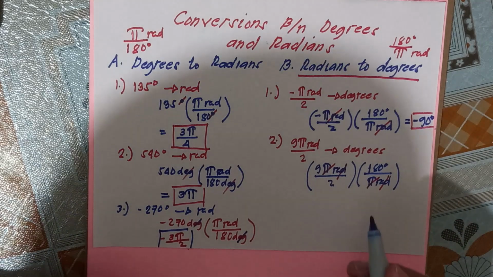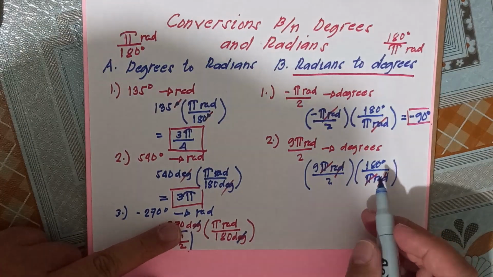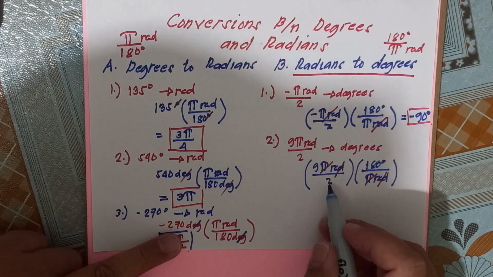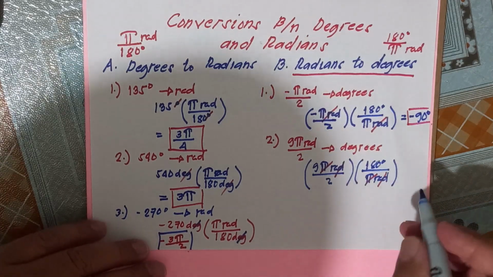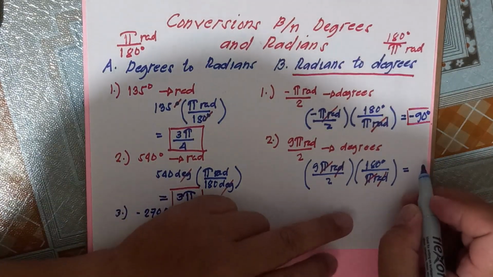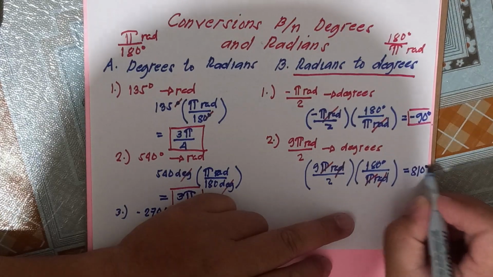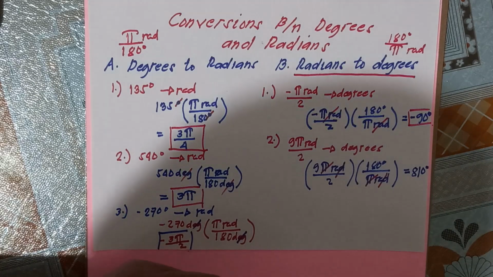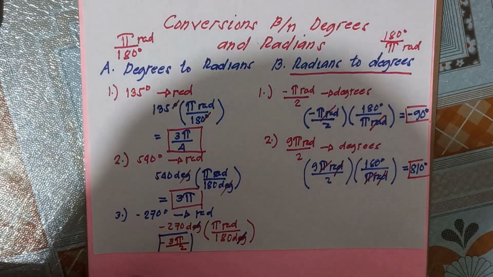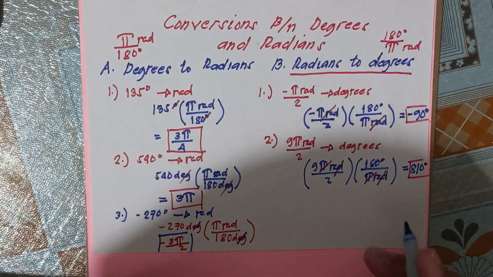So what remains is 9 multiplied by 180 degrees, then divided by 2. So 9 divided by 2, and the result is 810 degrees. That is the final result. I hope you understand how to convert.